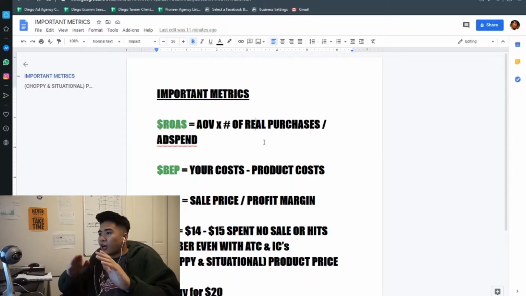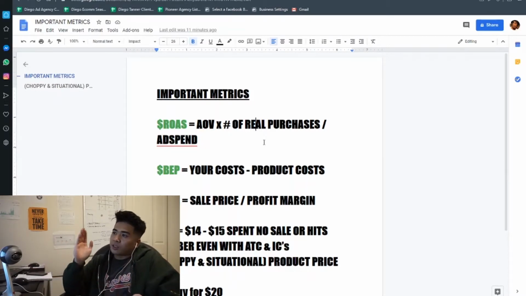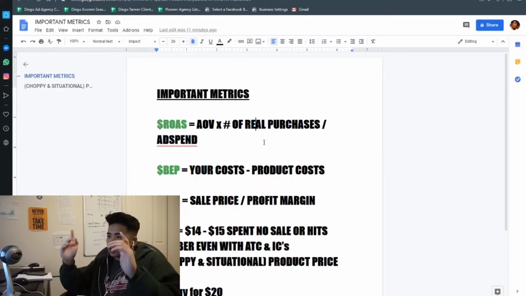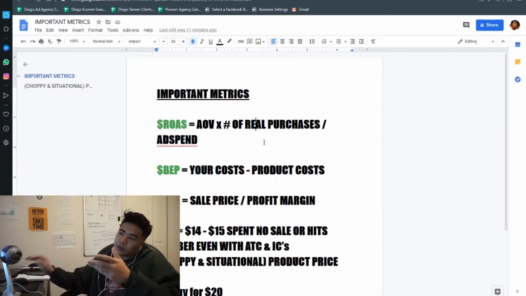Typically in your ad account, you're going to have metrics, right? It'll tell you your ROAS, but sometimes it's not completely accurate, because the ad account is never going to track 100% accurately. So with that being said, you should make sure you're doing your due diligence and know how to calculate it.